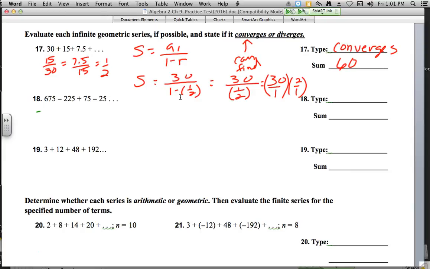Number 18, I would want to take negative 225 over 675, 75 over negative 225, and negative 25 over 75. And you could just use your calculator and punch those in and then hit math number 1. And every time that you do that, you're going to see here that we are taking this times a negative 1/3. So that is our r value right there. And that does mean that this converges.